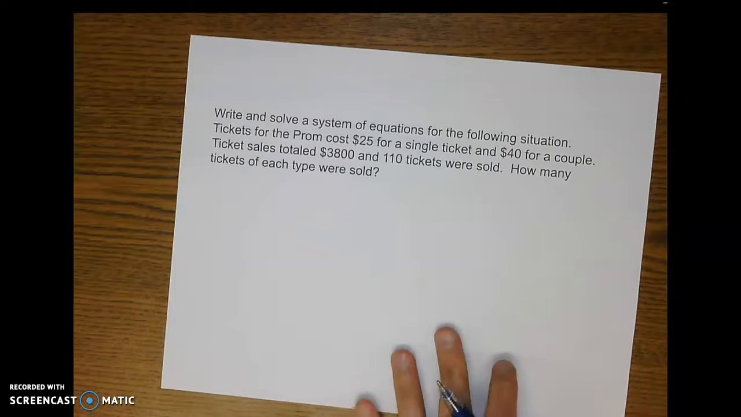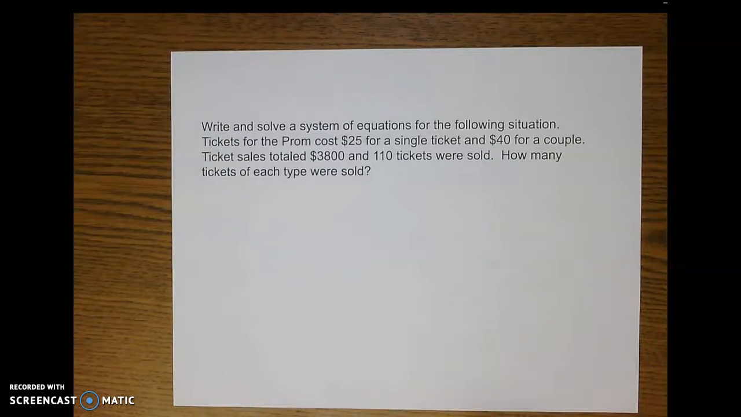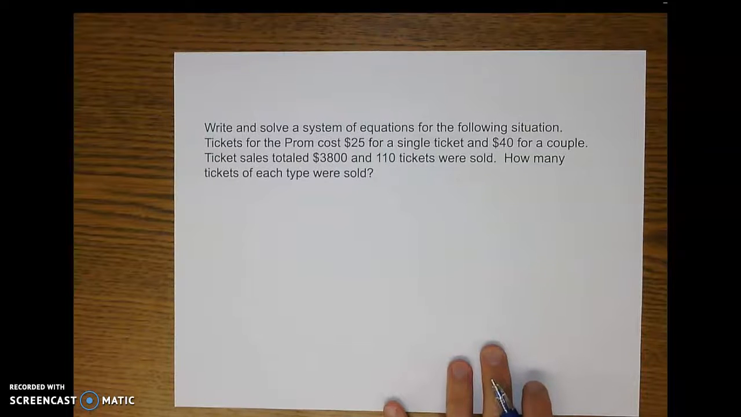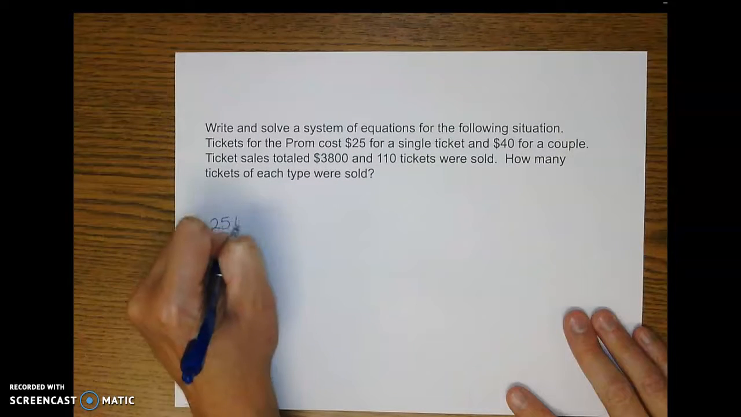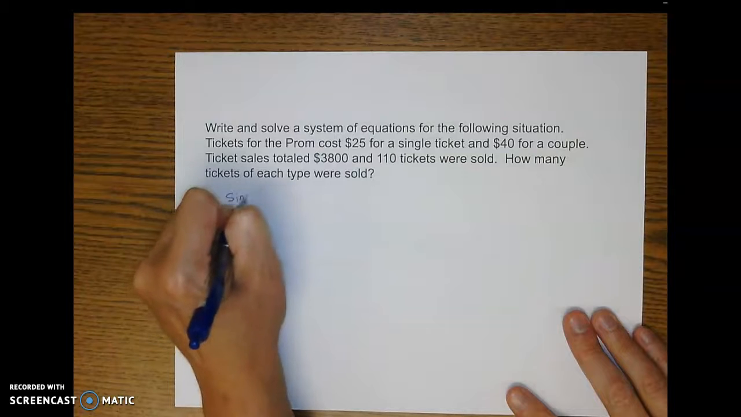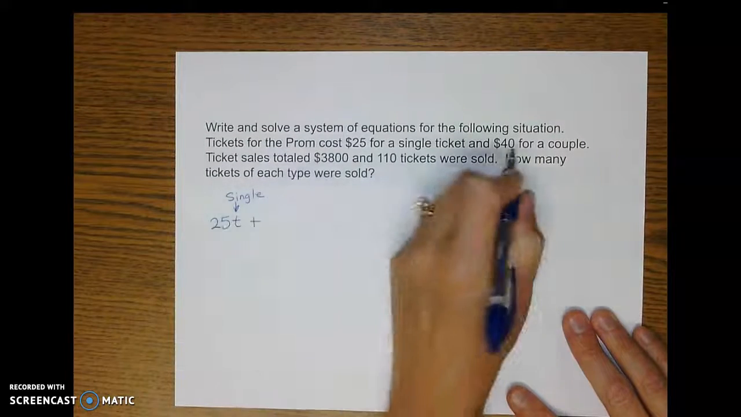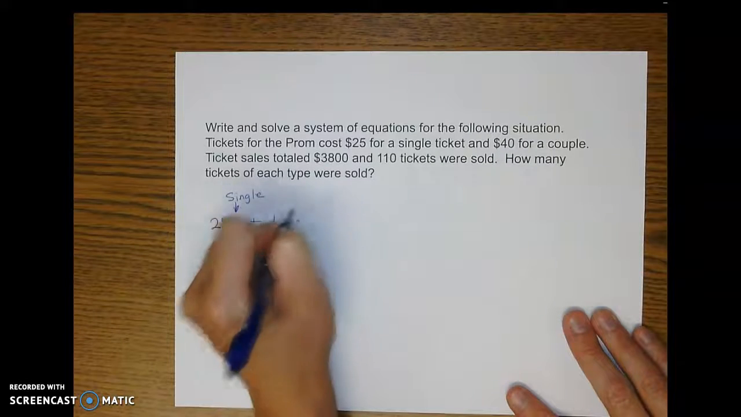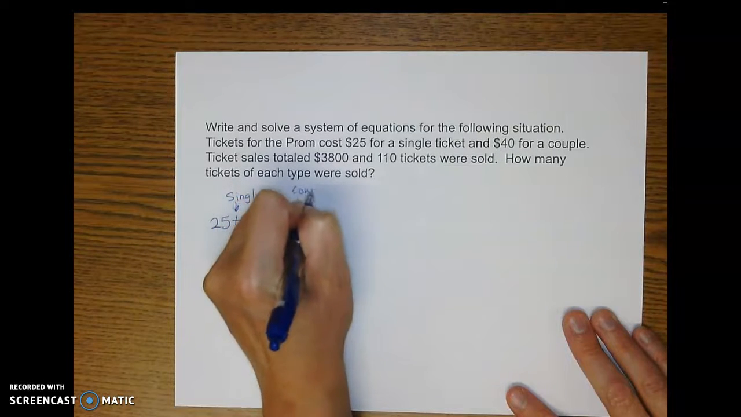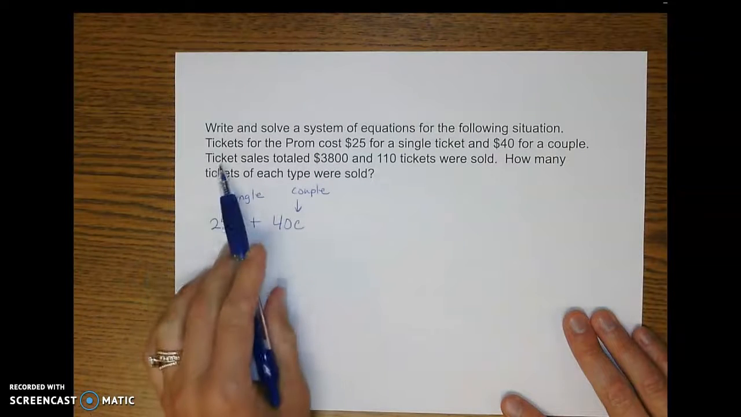Next problem. We're supposed to write and solve a system of equations for the following situation. I like to just read each sentence, and as I'm reading it, I start writing down math stuff. So tickets for the prom cost $25 for a single ticket. I'm going to use T for single. And $40 for a couple. We'll use C for couple. Okay, I don't have any equal sign yet. You can see it's coming up here.